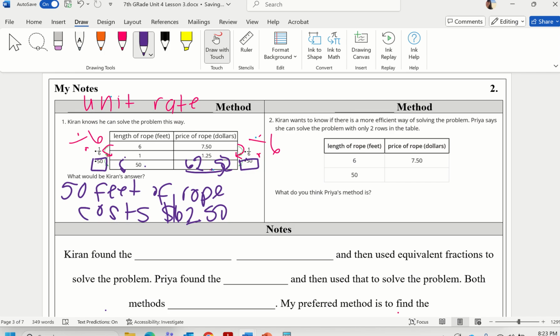Please take time right now to make sure that you have these notes. You can pause the video if you need to and then restart it once you have the notes.